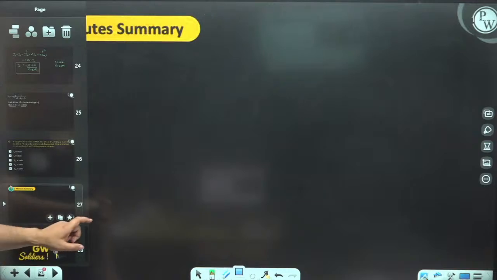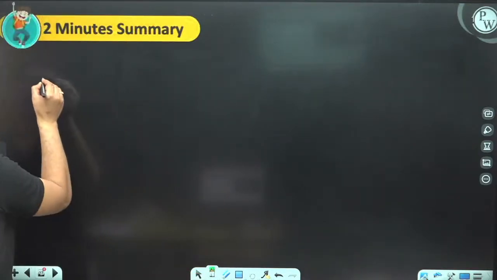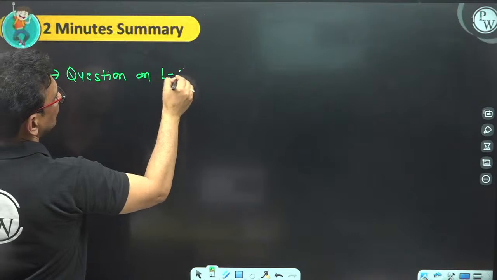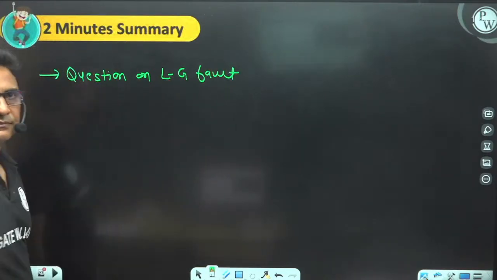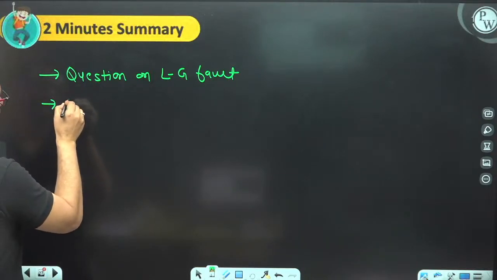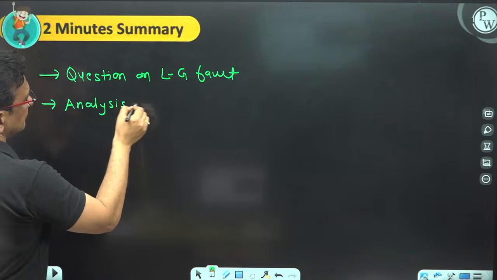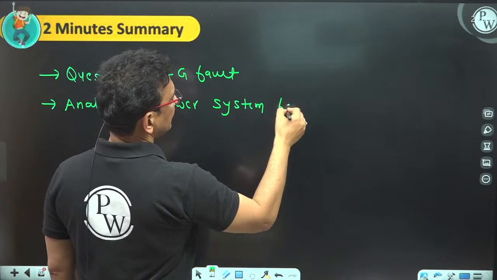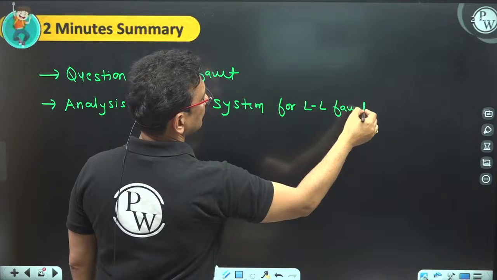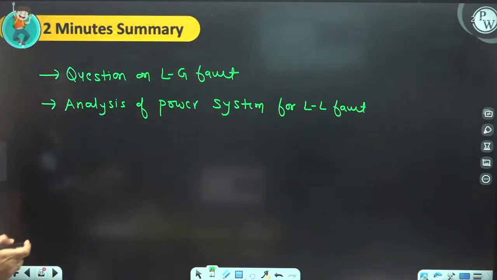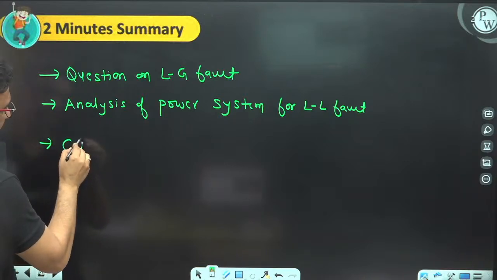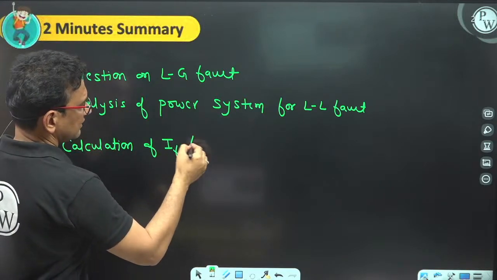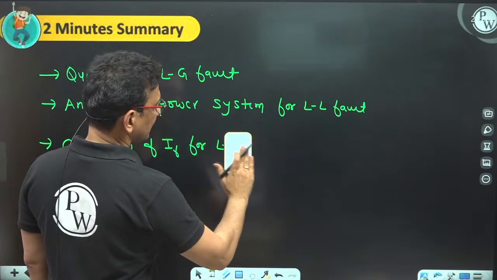So before ending the class, let's do a 2 minute summary of what we have completed today. We have done some questions on line to ground fault. Then we have analyzed the power system for the line to line fault. Clear? And the calculation of fault current, how to find out the calculation of fault current for line to line fault.